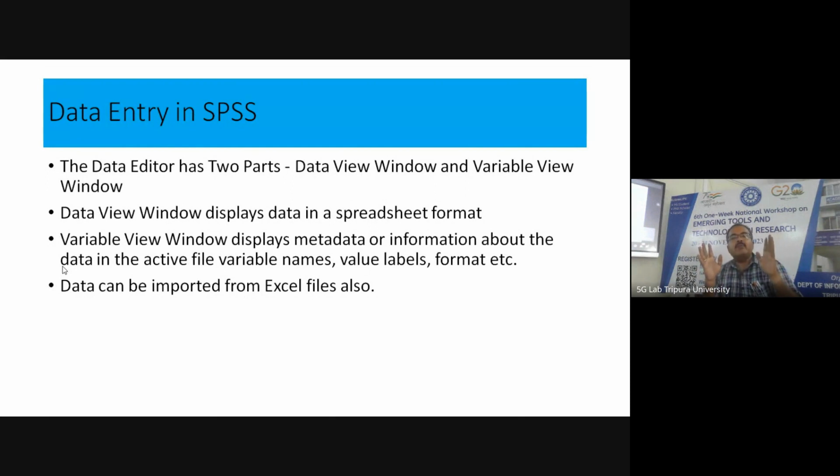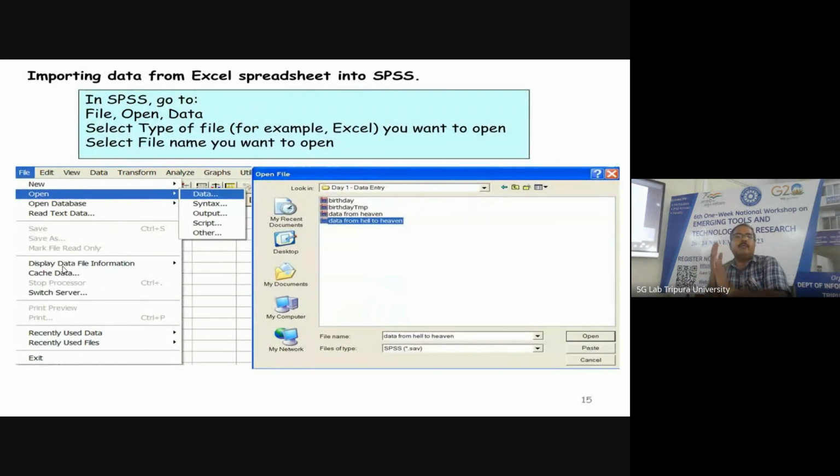The easiest way is that data can be imported from Excel files also. If you have an Excel data set, you can directly import it into SPSS. Importing data from Excel spreadsheets into SPSS: how? Open SPSS first, go to File, then Open, then Data, then select the type of file, for example Excel, from which you are going to import the data. Select the file name and open it. Then this dialog box comes. That is the Excel file, you are opening that. It's very easy.